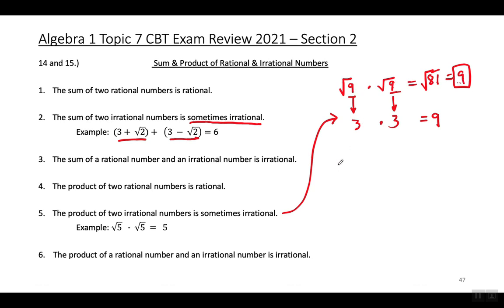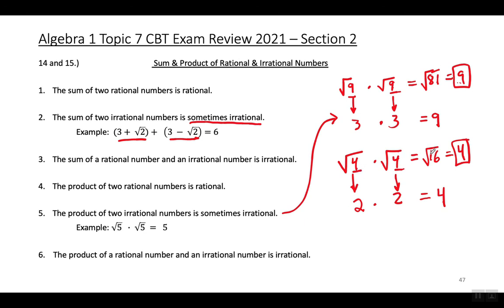I'll do another example. The square root of 4 times the square root of 4. Okay, what's the square root of 4? 2. What's the square root of 4? 2. So if I multiply that, I get 4. If I multiply this, I get square root of 16, which also equals 4. So whenever you multiply the square root of a number times the square root of that same number, the answer is the number underneath the radical sign.